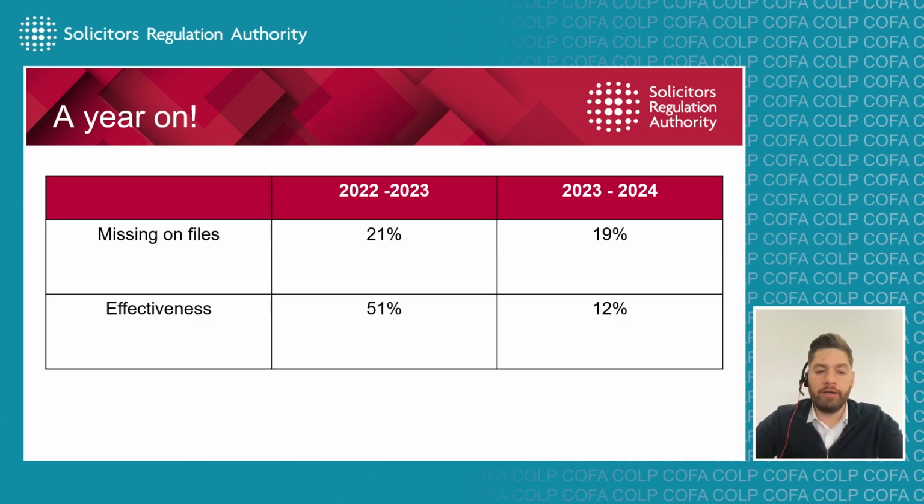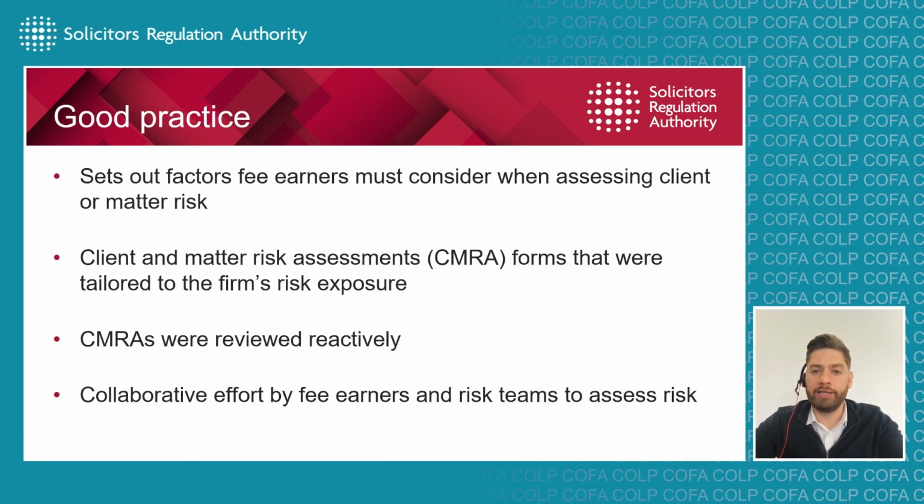Thanks, Michelle. So we thought we'd touch upon some of the good practice that we've seen over the course of the last 12 months. Some of the best examples we've seen are where the matter risk assessment form sets out the various factors which fee earners must consider when assessing client or matter risk. This helps to provide guidance to fee earners around what level of due diligence is required. We saw some really good examples of client and matter risk assessment forms which were tailored to the firm's specific risk exposure. So, for example, we saw some firms who made use of our template and they'd added questions which were specific to the types of clients which instructed their firm.